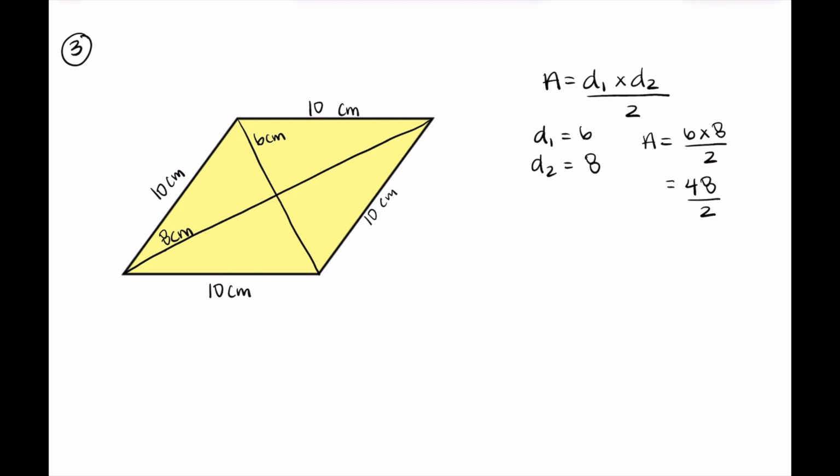We know that 6 times 8 is 48. 48 divided by 2 gives us 24, and since it's area, our units will be squared. So the area of this rhombus will be 24 centimeters squared.